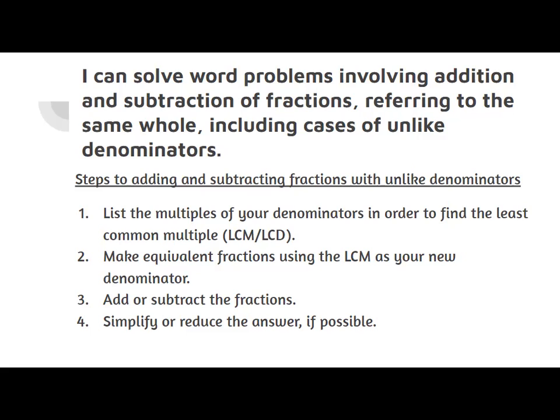Once you know your common multiple or your common denominator, then you're going to make equivalent fractions using that least common multiple as your new denominator. Once you've made your equivalent fractions, then all you have to do is add or subtract your fractions. And then your fourth step is to simplify or reduce the answer if possible.